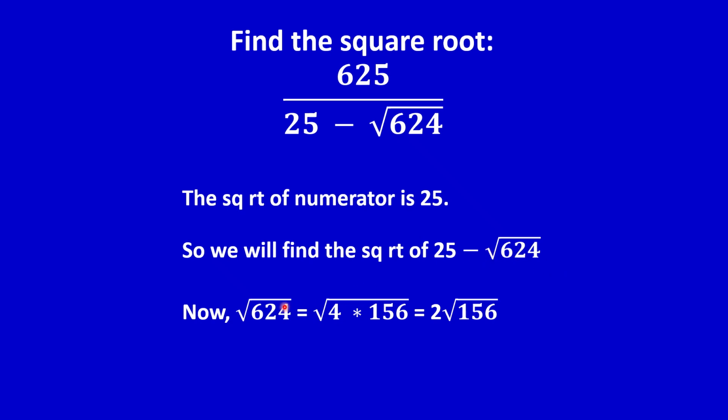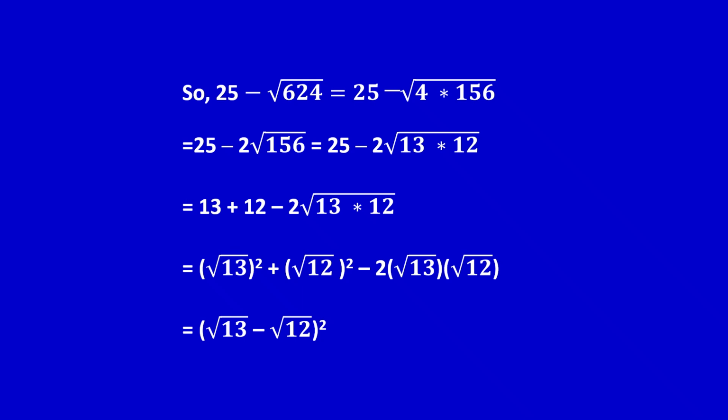Now 624 can be written as 4 into 156. So square root of 624 will be square root of 4 into 156. Square root of 4 is 2, so we write it as 2 root 156. So actually the expression would be 25 minus 2 root 156. So we got 25 minus twice root 156. Now 156 is 13 into 12.